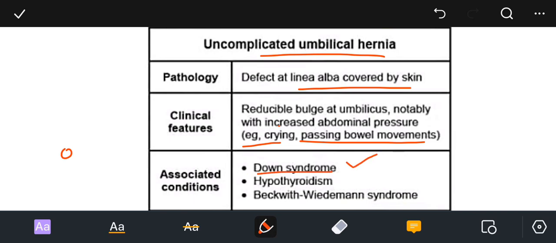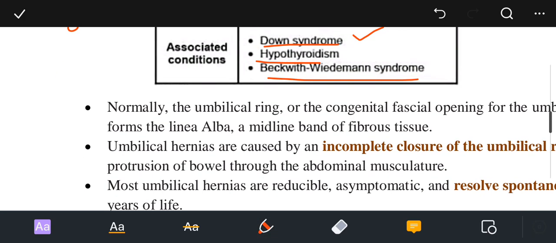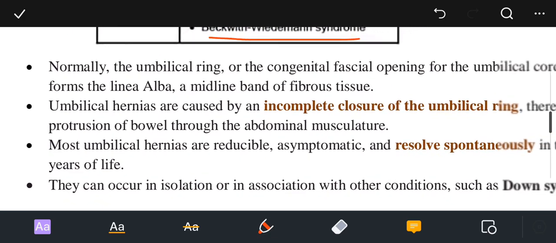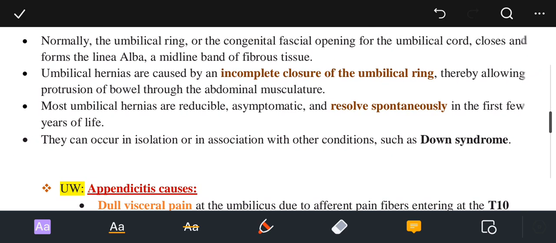You must never forget any association of Down syndrome, because it is a very high yield concept and they often test you on this. Then we have hypothyroidism and Beckwith-Wiedemann syndrome. Normally, the umbilical ring, or the congenital fascial opening of the umbilicus through which the umbilical cord passes, closes and forms the linea alba, a midline band of fibrous tissue.